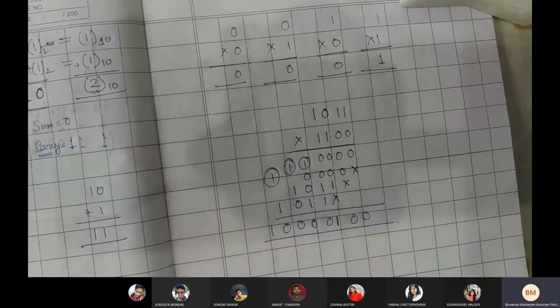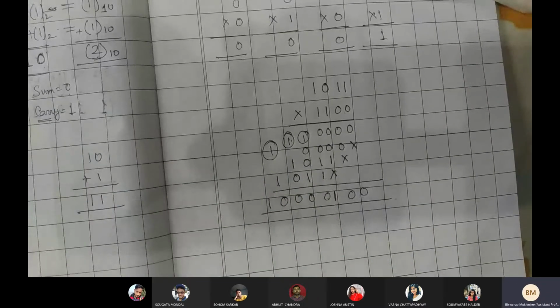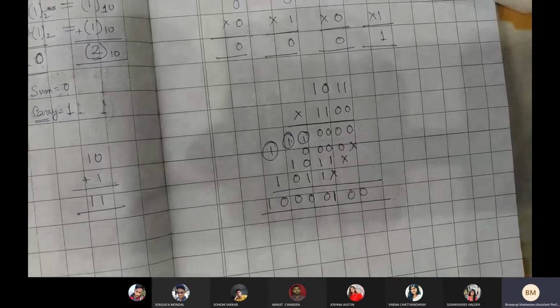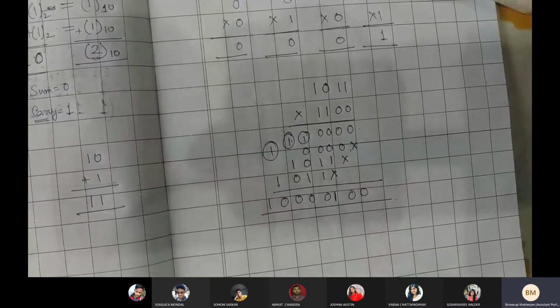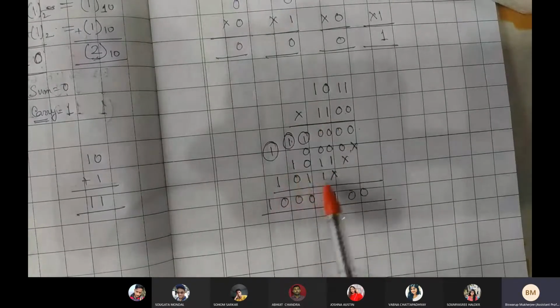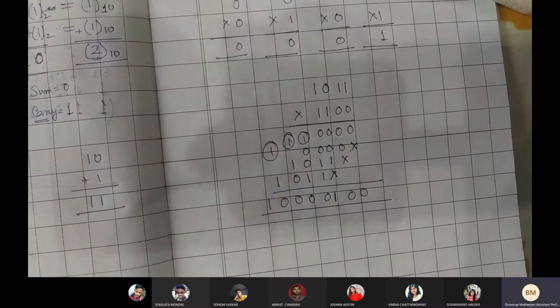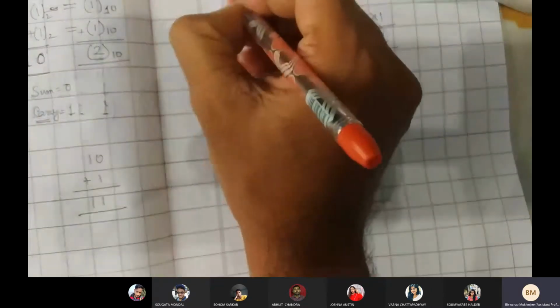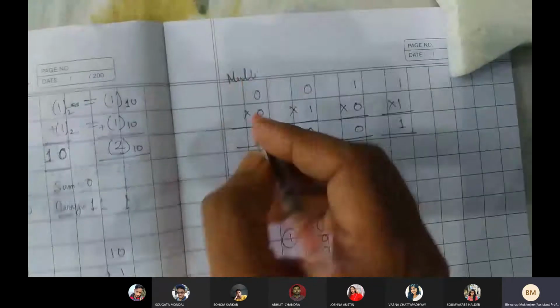Right? So this is something like your binary multiplication. You can make it like this. What you need to do is very simple, because either 0 will be there, or else the same multiplicand will be directly copied. Come to the division part. So that is the multiplication.